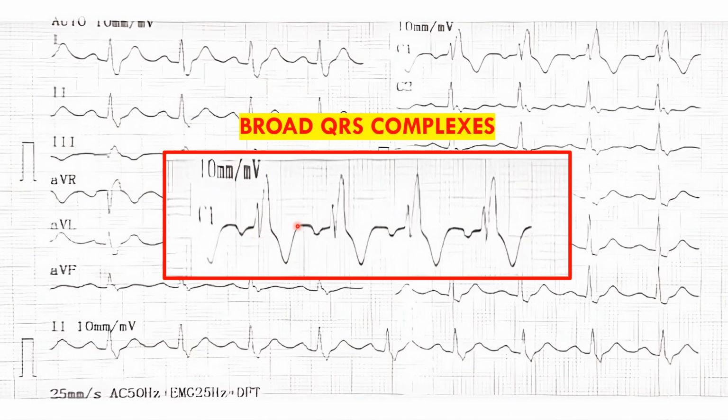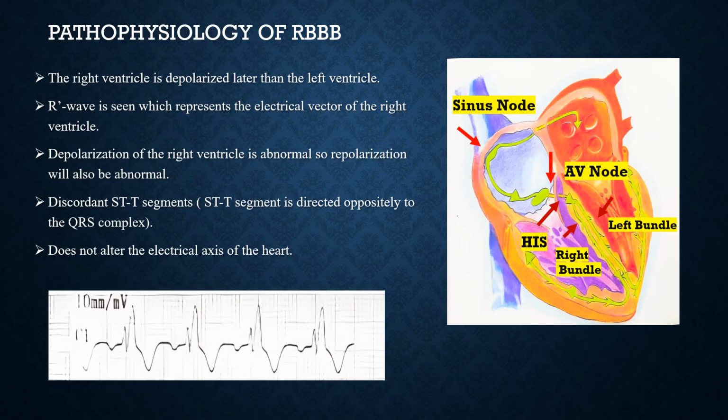Now there are some other features on the ECG which need to be looked out for along with these broad QRS complexes, and we will discuss them further now. So what is the pathophysiology of the right bundle branch block? For that we need to know how the normal conduction system works. So let's start from here.